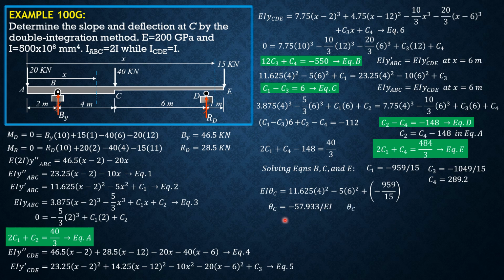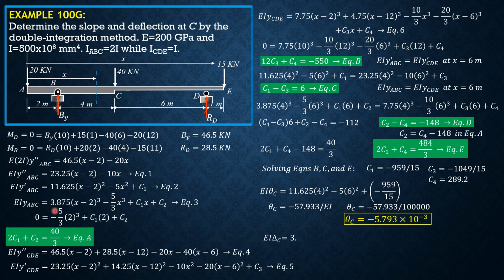Because EI is 100,000, we divide by 100,000. So theta C is equal to negative 57.933 over 100,000, so that would be negative 5.7933 times 10 to the negative 3 radians, understood radians. Then for delta C, we just substitute here. Take note that c sub 2 is c sub 4 minus 148 and c sub 4 is 289.2.